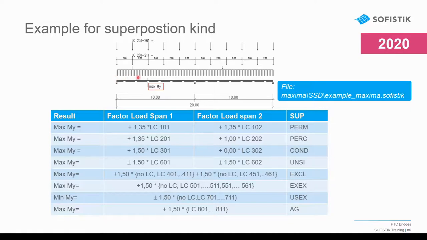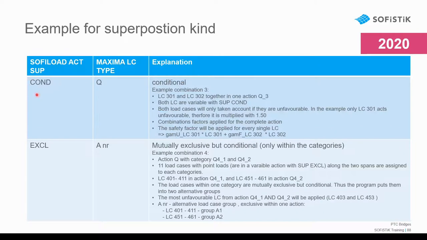Let's try to imagine that load case 301 is a 10 kN per meter UDL load on the first span, and load case 301 is assigned to action Q3, whose superposition type is set to conditional. And on the second span, we created load case 302, which is assigned to the same action Q3 with the superposition type cond. So in this case, the conditional superposition type means that both load cases will only be taken into account if they are unfavorable. In this particular small example, load case 301 acts unfavorable, so it's going to be considered and multiplied with 1.5.